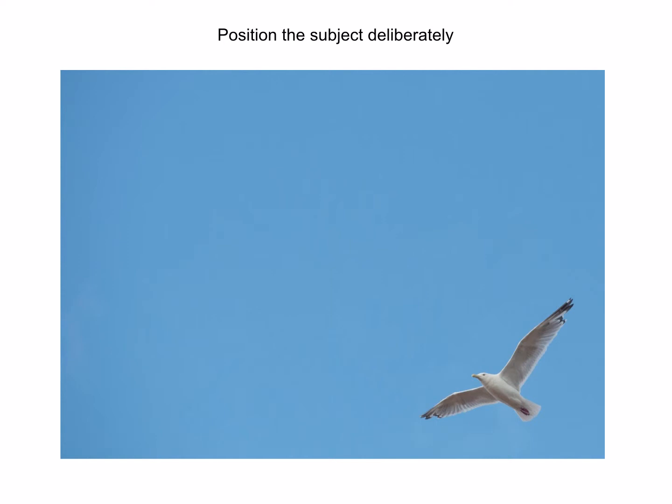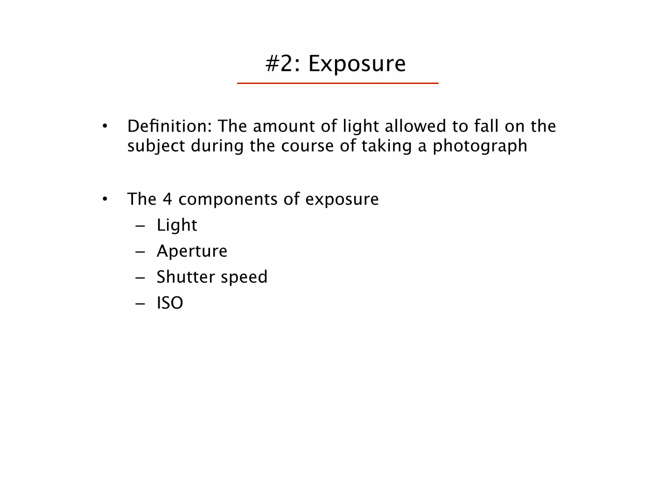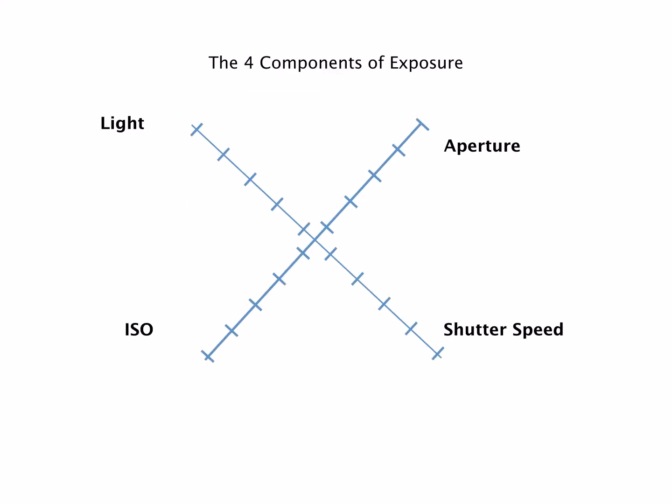And that is composition. That's the first element, the most intuitive. Let's now move to exposure, which can be the most complicated. I define it as the amount of light allowed to fall on a subject during the course of taking a photograph. There are 4 components: light, aperture, shutter speed, and ISO.